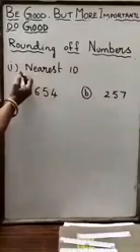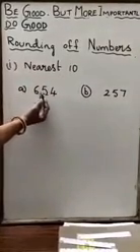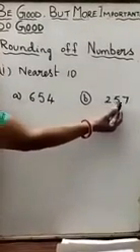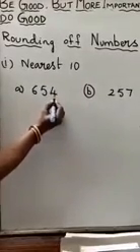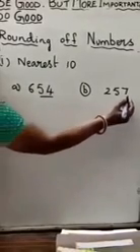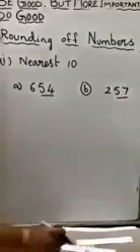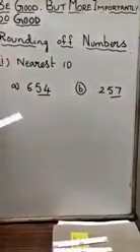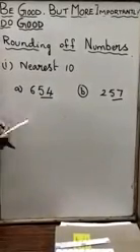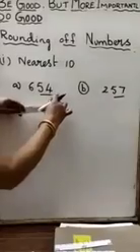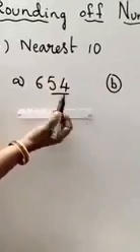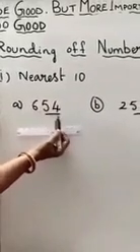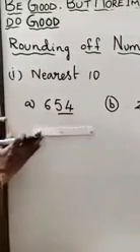Rounding off numbers. First one, nearest to tens. Let us take a number 654, and another number 257. For tens, you have to take the value of ones and tens. Here also ones and tens. When we are rounding off to the nearest 10, only the tens part of the number you have to round off. The remaining part of the number remains the same.